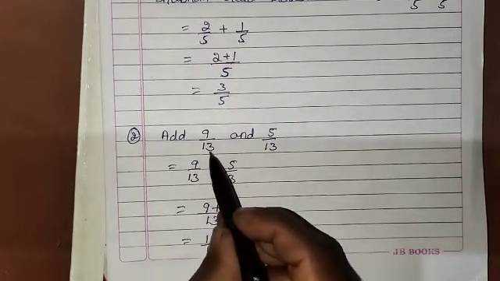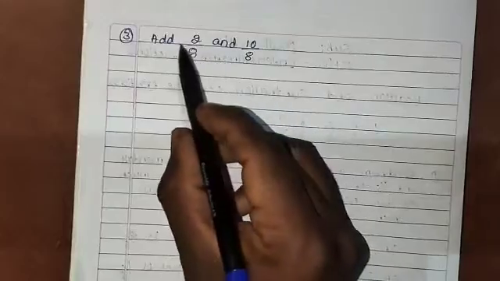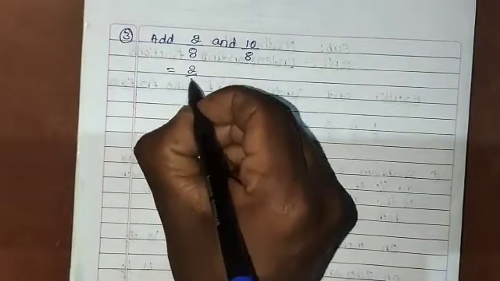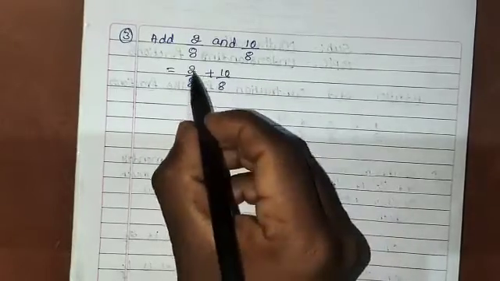When we are adding 9 by 13 and 5 by 13 we get 14 divided by 13. Okay, third one, add 2 by 8 and 10 by 8. It means we have to add 2 by 8 plus 10 by 8. Now we have to add these two fractions.